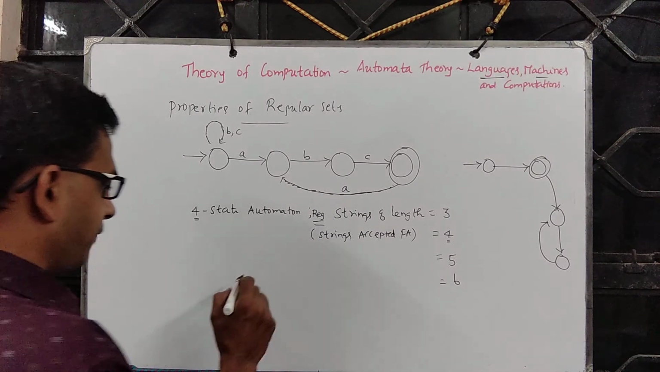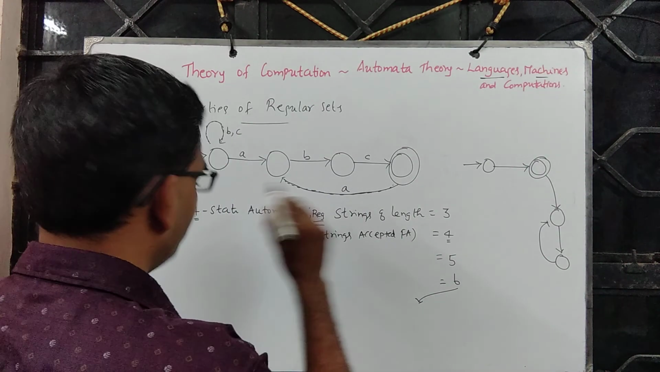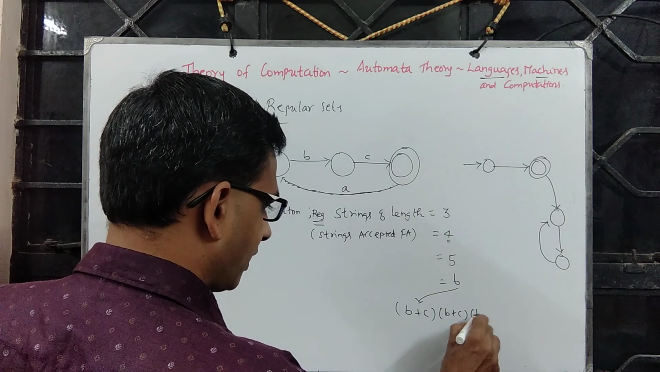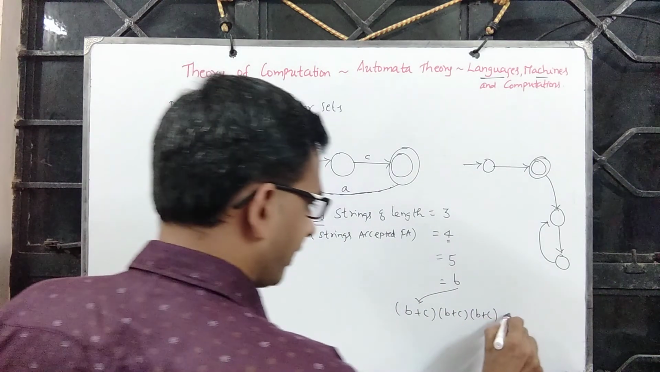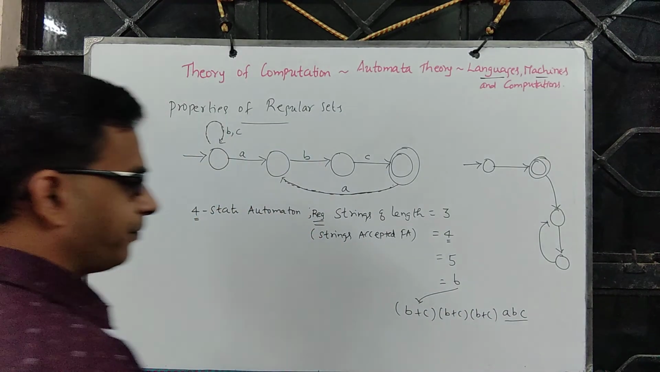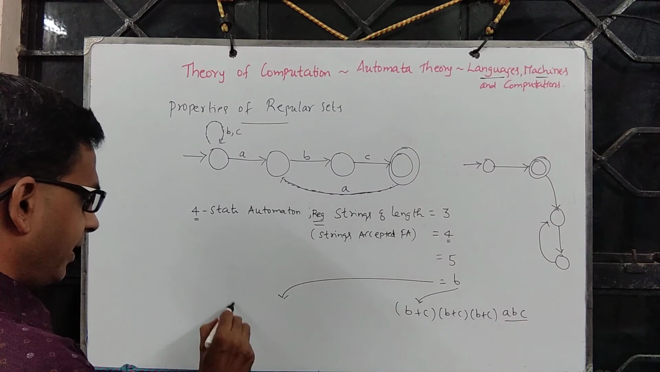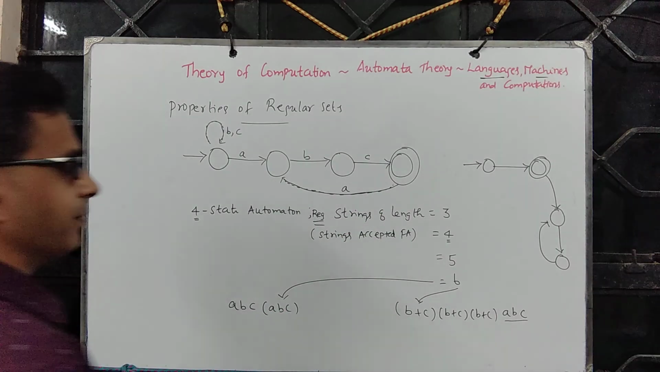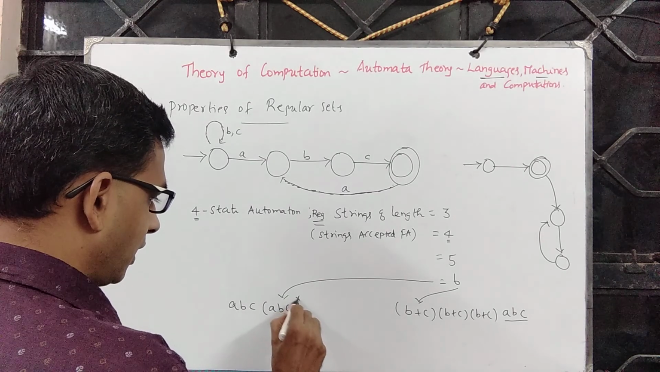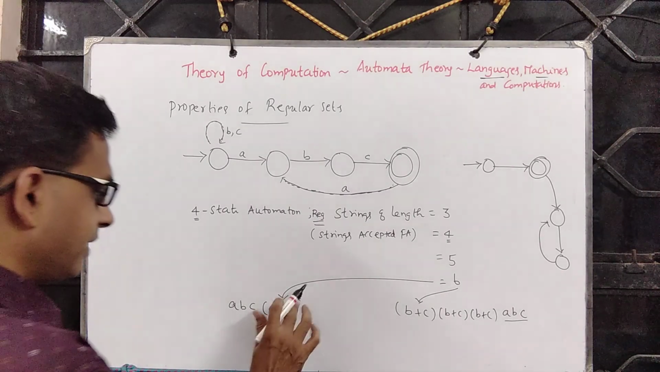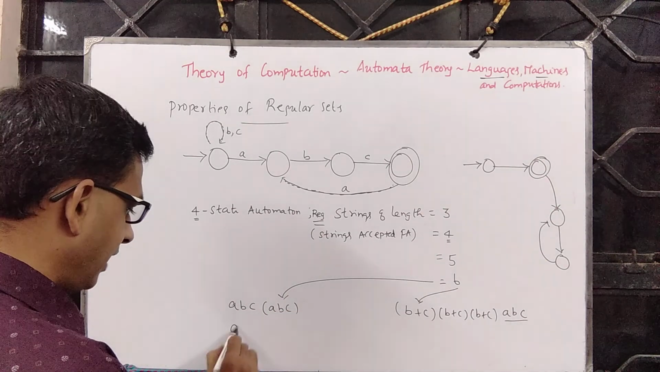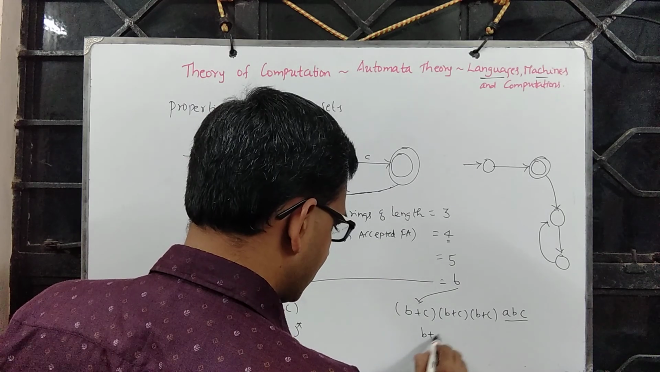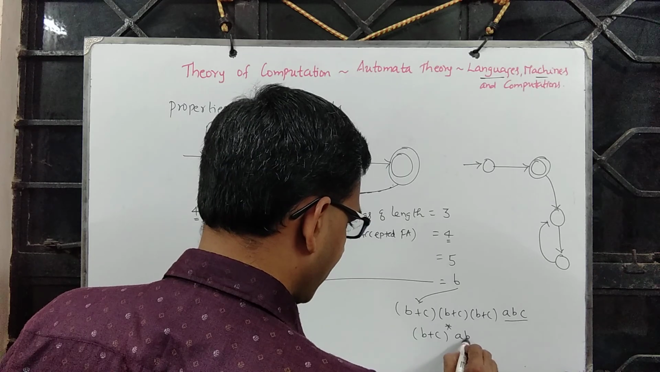Now the interesting part is the following. You can look at B plus C, or B plus C, or B plus C followed by ABC. Or it could be ABC followed by ABC. So for 6 length it is ABC followed by ABC. In general it is ABC followed by (ABC) star. In general it is (B plus C) star followed by ABC.